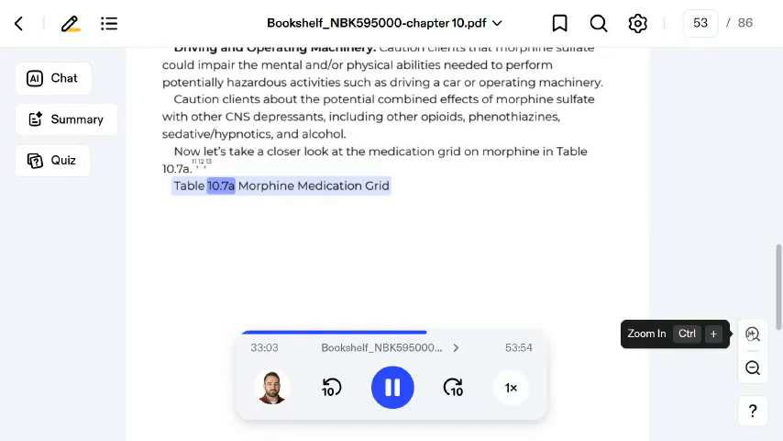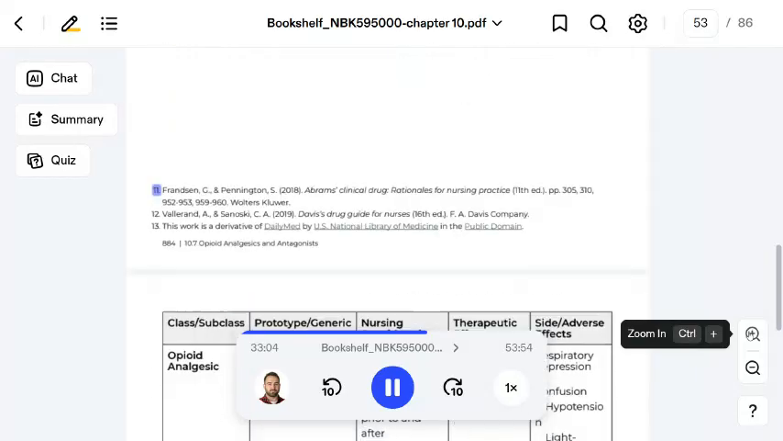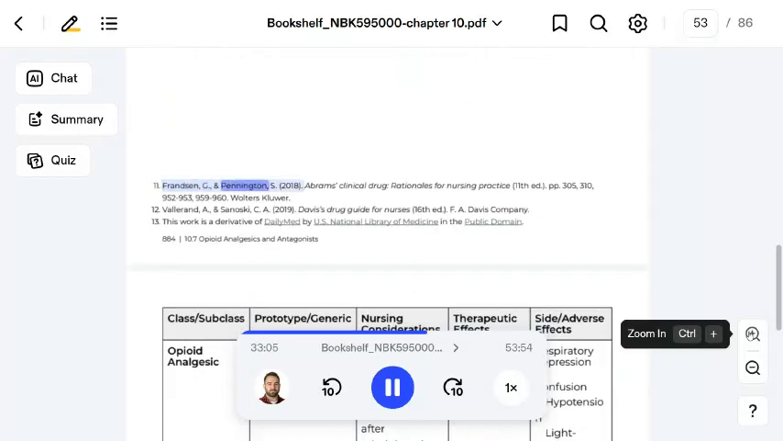Table 10.7a Morphine Medication Grid. Franzen G. and Pennington S., Ames's Clinical Drug Rationales for Nursing Practice.